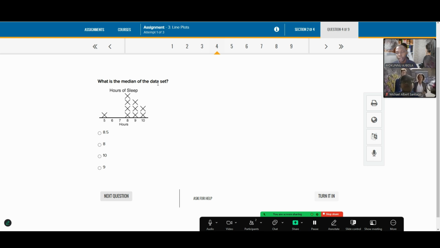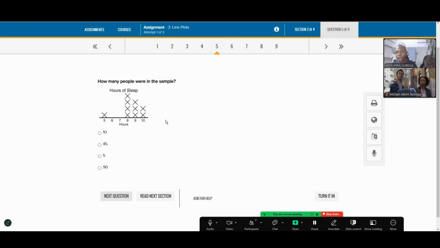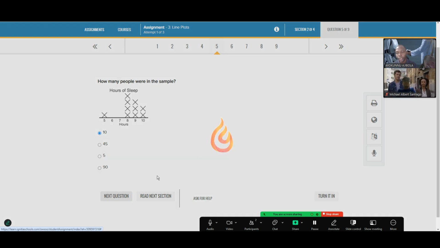What is the median of the data set? We know that there are 10, so if we pick 1, 2, 3, 4 and 1, 2, 3, 4, then we have two numbers, which are 8 and 9. So 8 plus 9 is 17, and when you divide 17 by 2, you get 8.5. That's the median. Then the next one, how many people were in the sample? Of course, 1, 2, 3, 4, 5, 6, 7, 8, 9, 10. So there are 10 people in the sample.